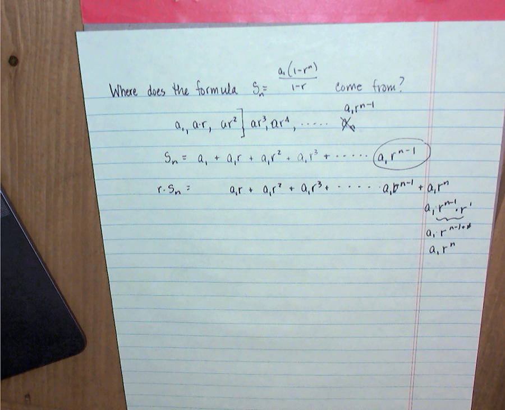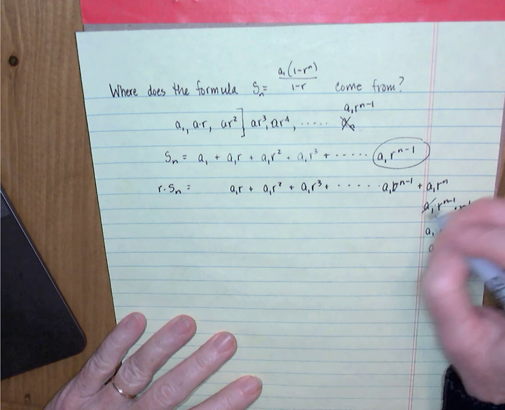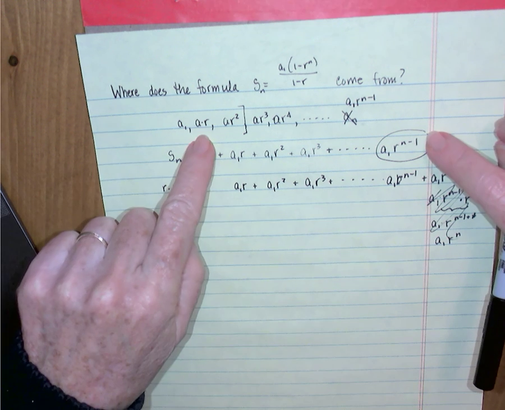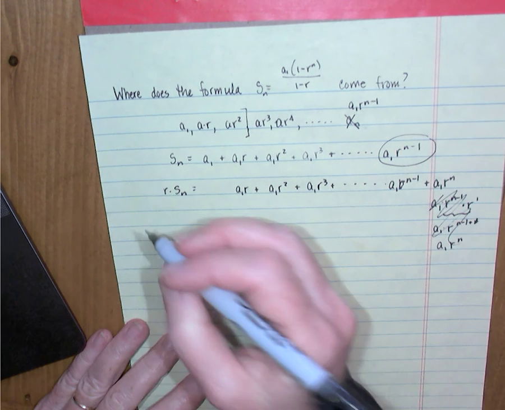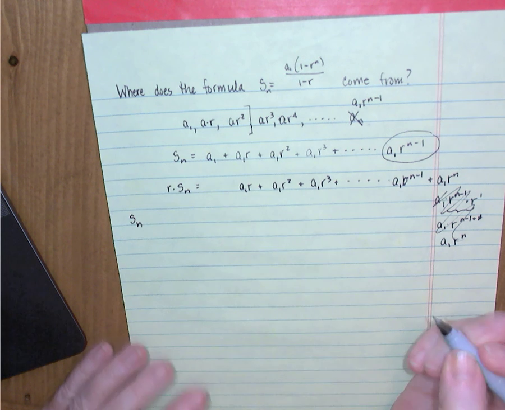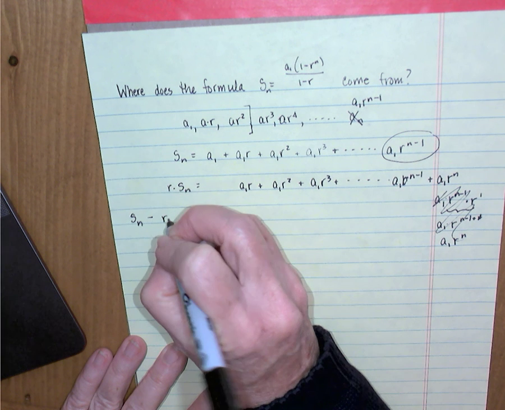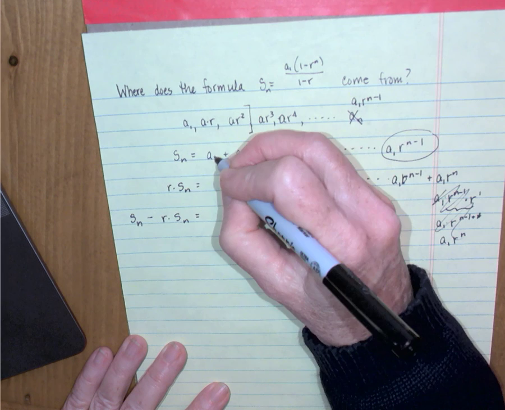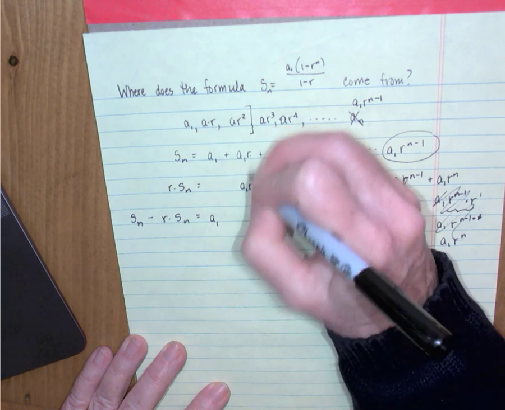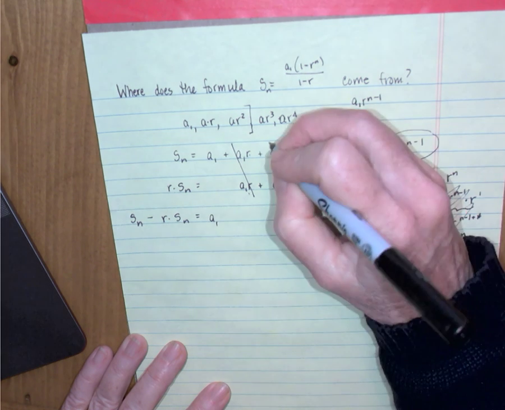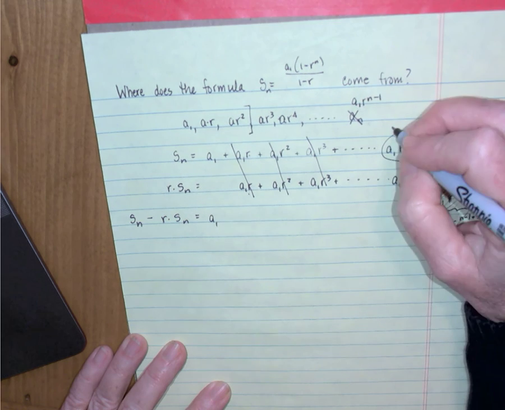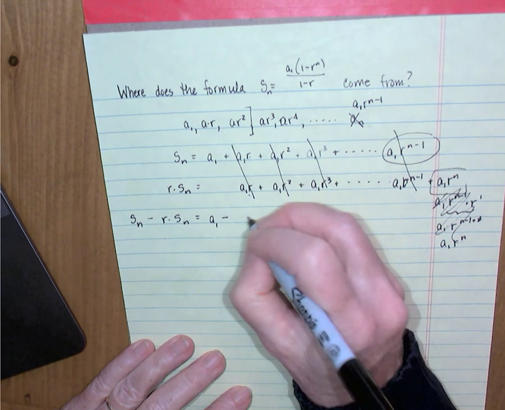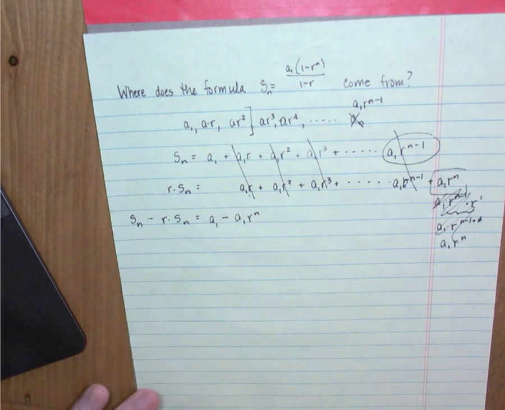Okay, so here's what I'm going to do now. What I'm going to do is I'm going to do this side minus this side, right? So in other words, I'm going to take my equation for s sub n, and from that I'm going to subtract r times s sub n. And notice what's going to happen. I'm going to have a sub 1, but this minus this cancels out. Everything is going to cancel out except for the a sub 1, and then I'm subtracting a sub 1 r to the n.